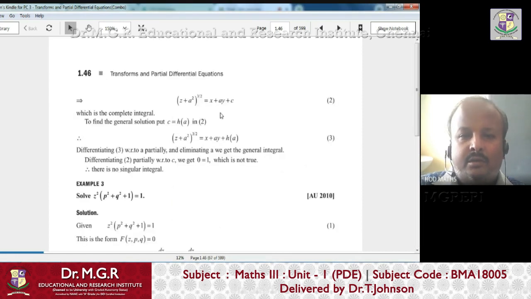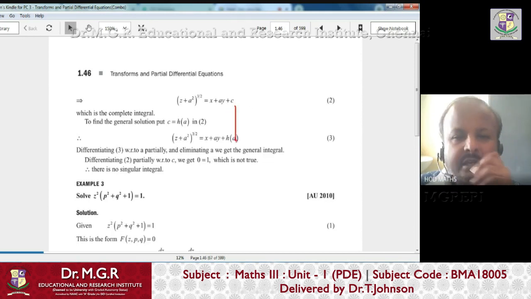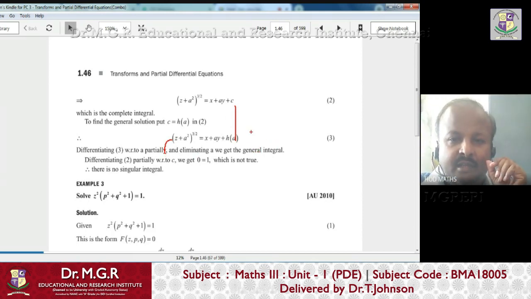Further simplification you can do, then you will get a nice form like this. Once you get a nice form, you can call it a complete solution. Then, in order to find the general solution, the same routine process: you have to put c equals to some function of a, and you have to differentiate that with respect to a. So if you differentiate this with respect to a, and then remove a from the differentiated equation with the original equation, you will get the general solution.